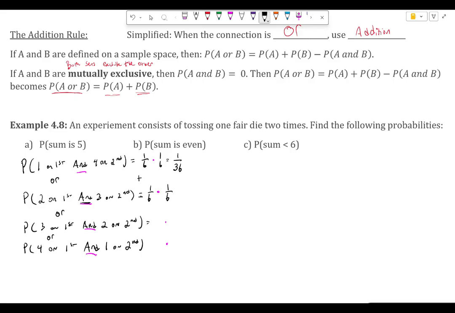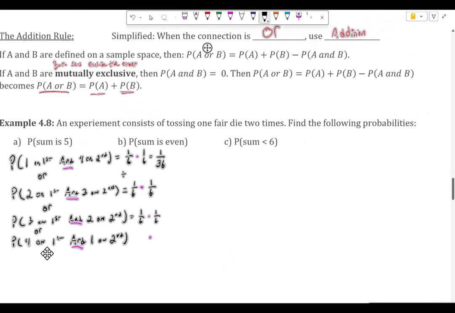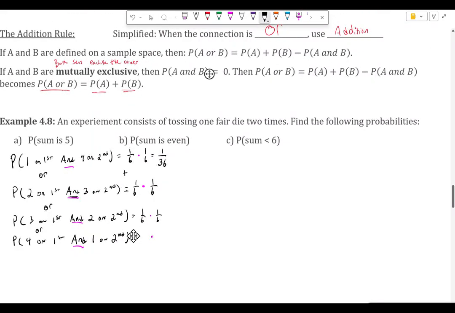So again, the probability of getting a 3 on a roll is 1 out of 6. The probability of getting a 3 on a roll is 1 out of 6. The probability of getting a 2 on any roll is also 1 out of 6. The probability of getting a 4 on any roll is 1 out of 6. The probability of getting a 1 on any roll is 1 out of 6.